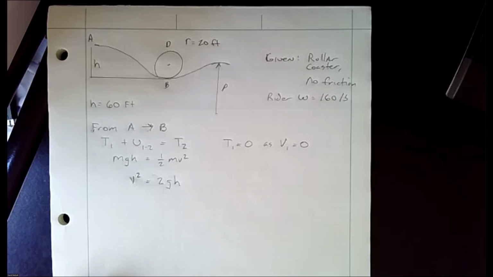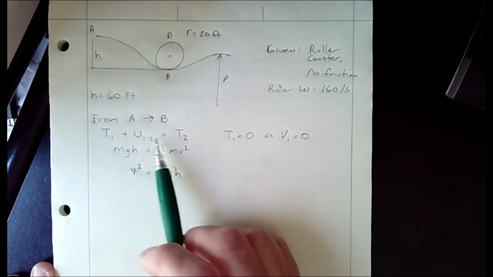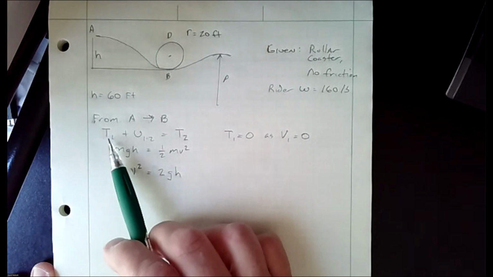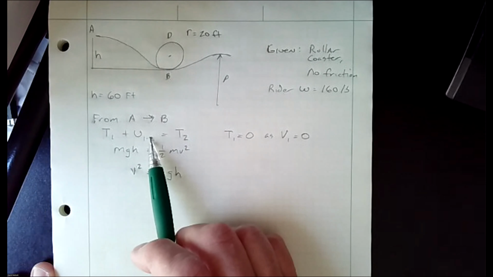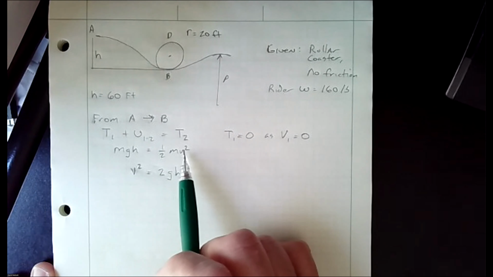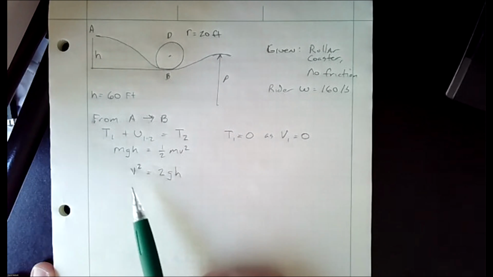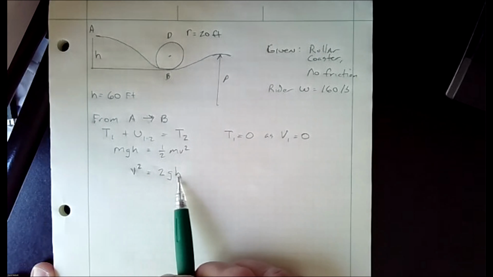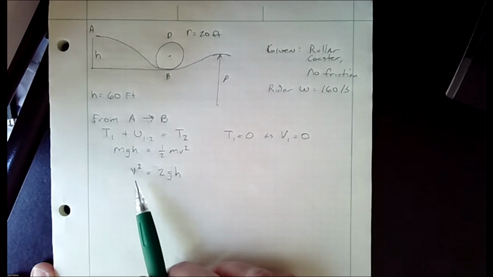Okay, so here's the solution. We start here and roll down, so we know that we're going from A to B. We have T1 plus U1 to 2 goes to T2. The initial state of T1 is 0 because our velocity is 0. U1 to 2 is just going to be mgh, and then our final kinetic energy is 1/2 mv squared. Now we can simplify that to be v squared equals 2gh, and we can solve for velocity.